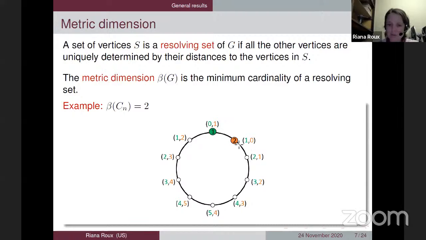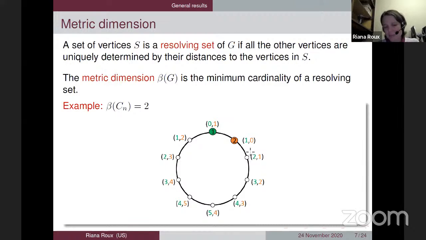But now if I add the orange one, and I look at all these different pairs of distances, I can see that every single one of them is different. I have 1, 2, but there's not a single other one, which, I mean, there is one with a green one, but then the orange ones differ. So where the green ones are the same, the orange distances are different. So therefore, all the vertices in this graph will be uniquely determined by their distance to these two vertices. And therefore, we have the metric dimension as 2.